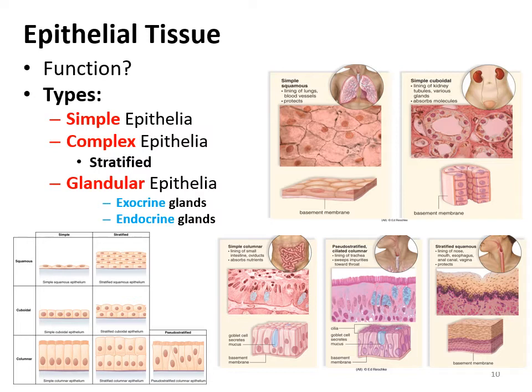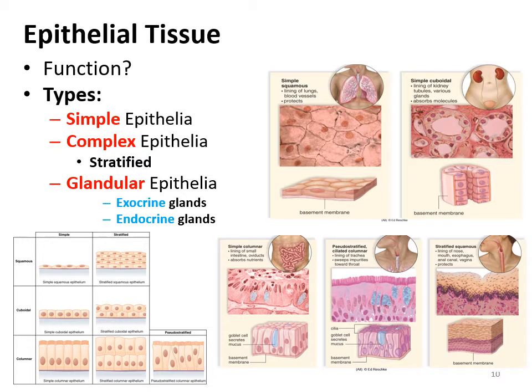We then have the idea of complex epithelia, okay? And complex epithelia would be more like over here where you're seeing the stratified form of epithelia. And what stratified is a fancy way of saying layered. Okay, notice in each of these stratified examples you have more than one layer. So simple was only a single layer, and now you have multiple layers in stratified complex epithelial.